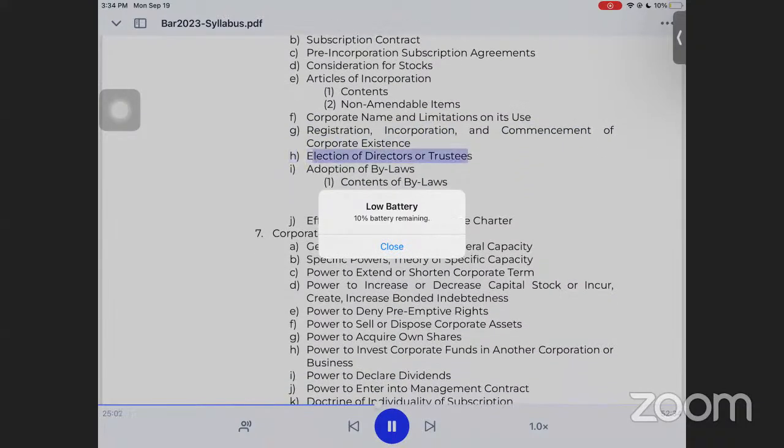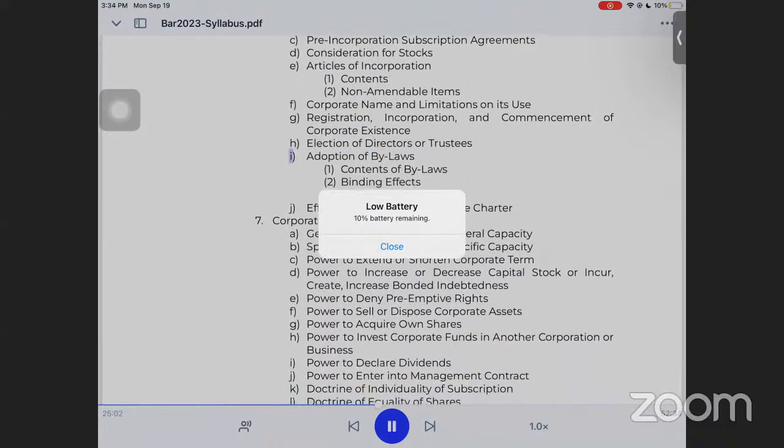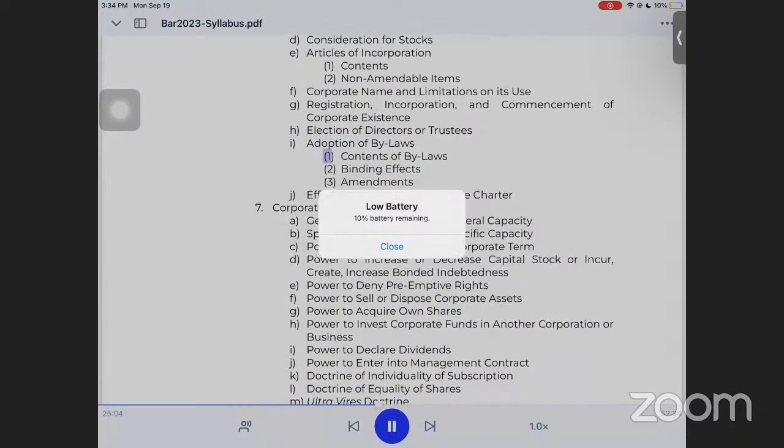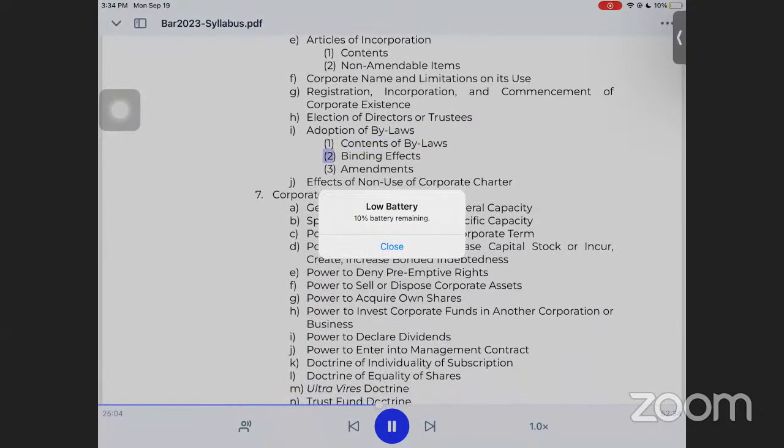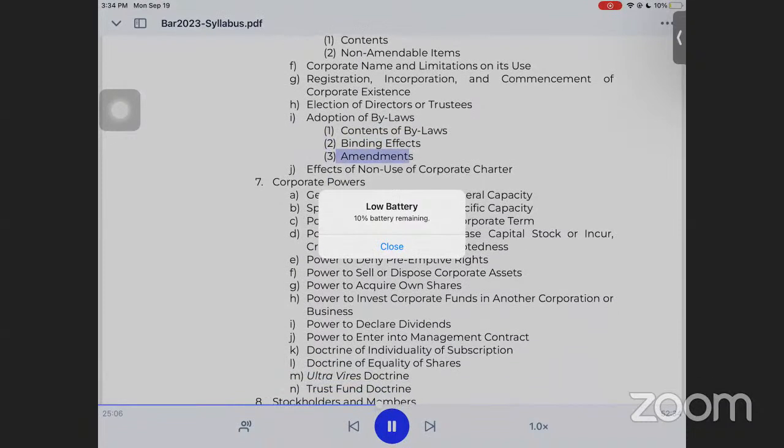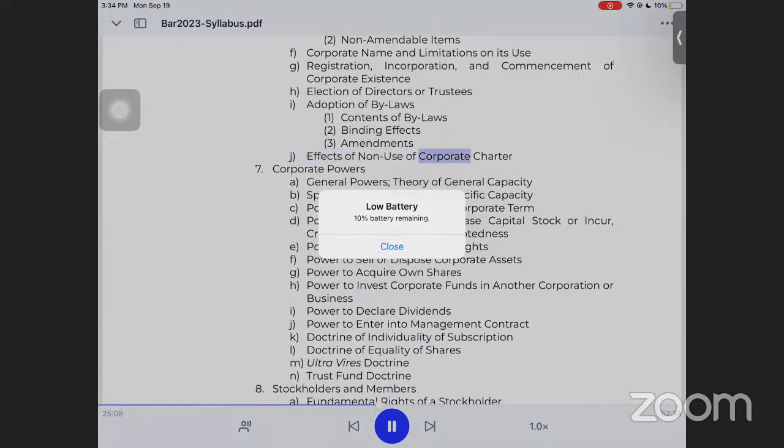H. Election of directors or trustees. I. Adoption of bylaws. 1. Contents of bylaws. 2. Binding effects. 3. Amendments. J. Effects of non-use of corporate charter.